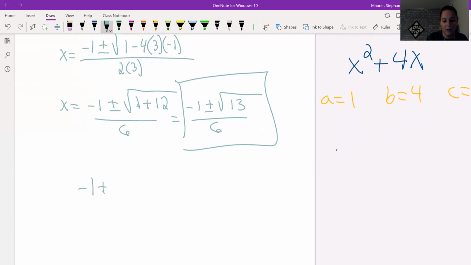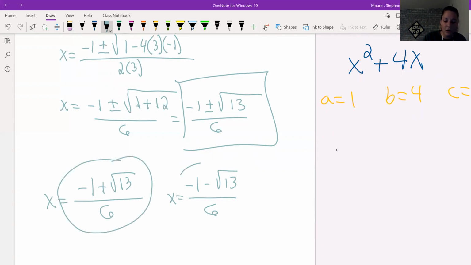I just want to remind you that this is technically 2 problems: negative 1 plus the square root of 13 over 6, and negative 1 minus the square root of 13 over 6. Just for the purpose of time, I'm going to leave it there rather than calculating it for you. If you are curious, you could calculate these, but these will be your 2 values of x. As I said, you should always get 2 answers for x. Here's your first one, here's your second one. They aren't pretty, that's for sure, but nonetheless, that is the case.